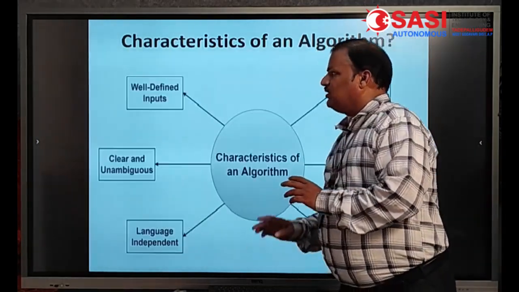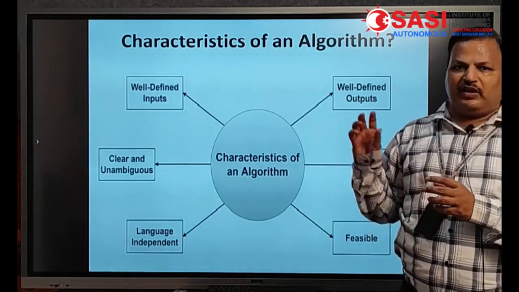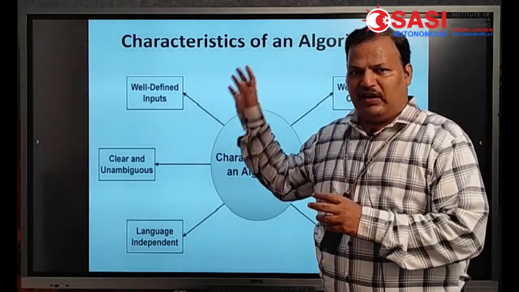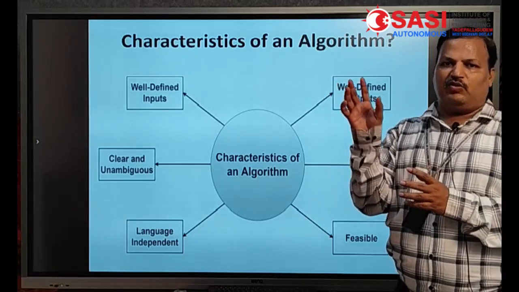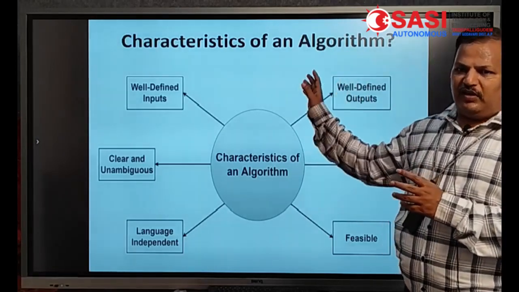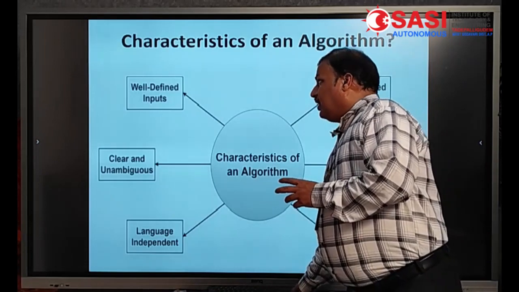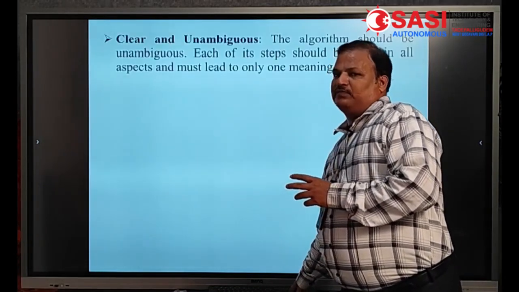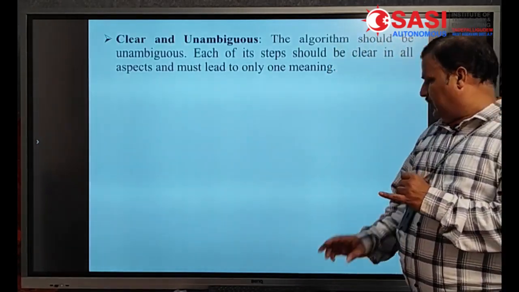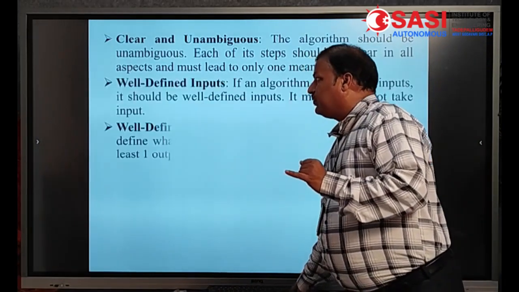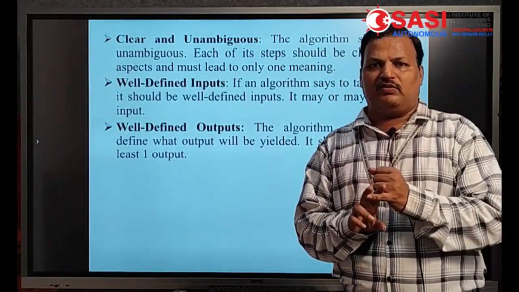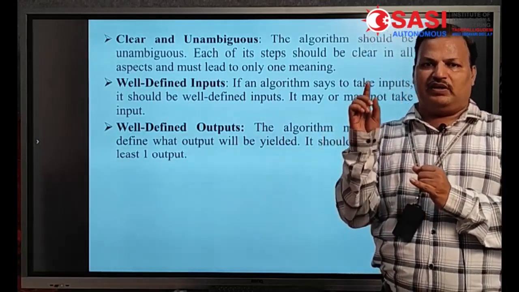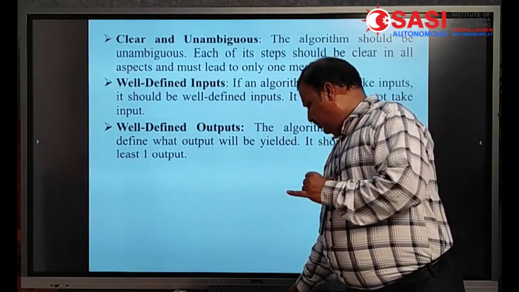So what are the characteristics of an algorithm? If an algorithm has these 6 characteristics, we can say that it is a good algorithm. First, we need to have well defined inputs, clear and unambiguous, and the input should be specified. Second, at least one output must be defined for each and every algorithm.